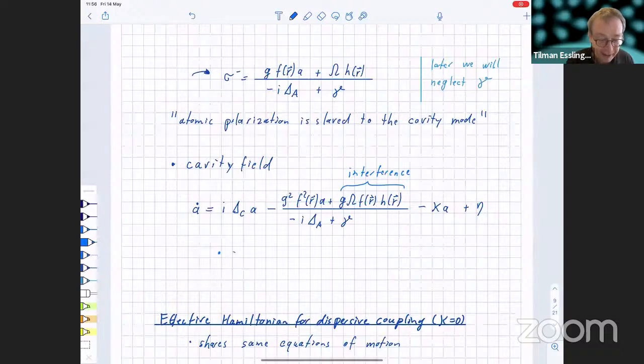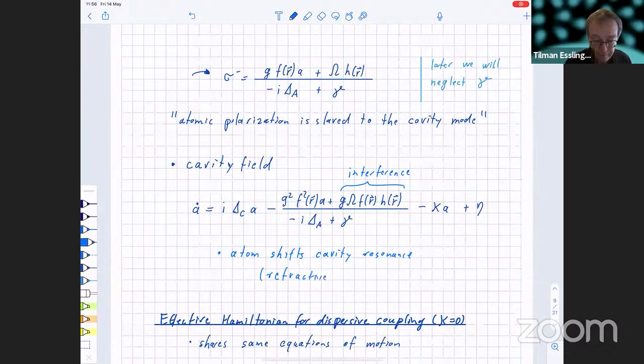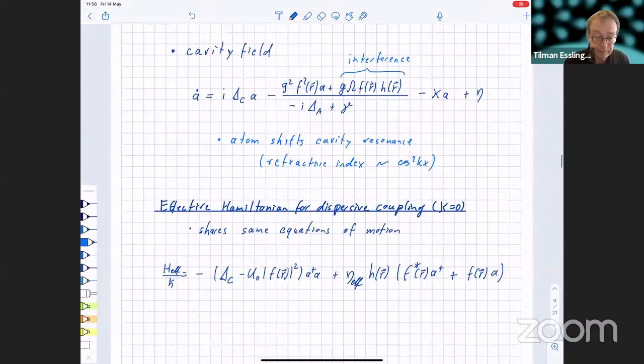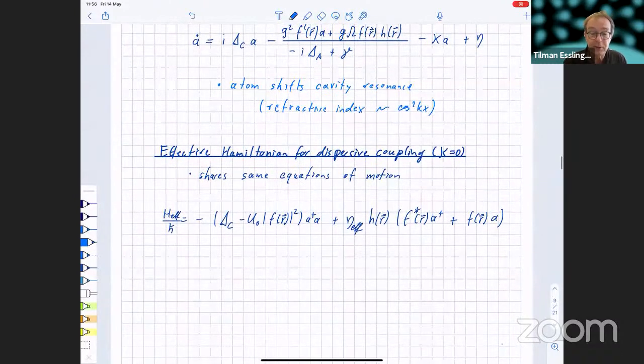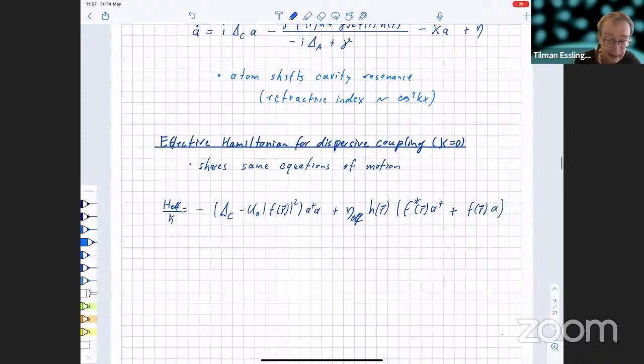Okay, atoms shift the cavity resonance. We can look at it as a refractive index which is modulated with cosine square kx. Now let's have a look. What you do is derive an effective Hamiltonian for the dispersive coupling, which shares basically the same equations of motion. And in this effective Hamiltonian, you can look at the different terms.